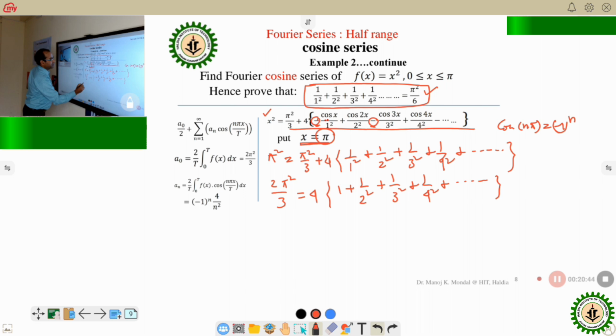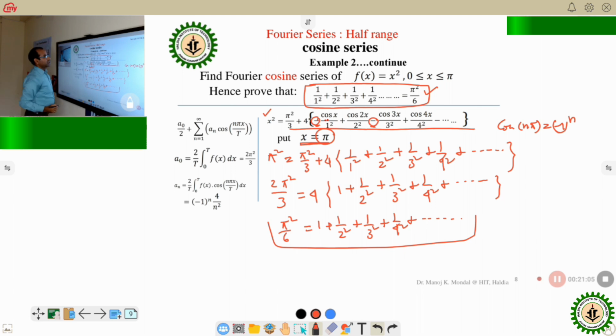Now, simple calculations to cancel. So pi square by 6, this 4 on the left hand side, equals 1 plus 1 by 2 square plus 1 by 3 square plus 1 by 4 square and plus infinity. And hence this one too, its value will be equal to pi square by 6.